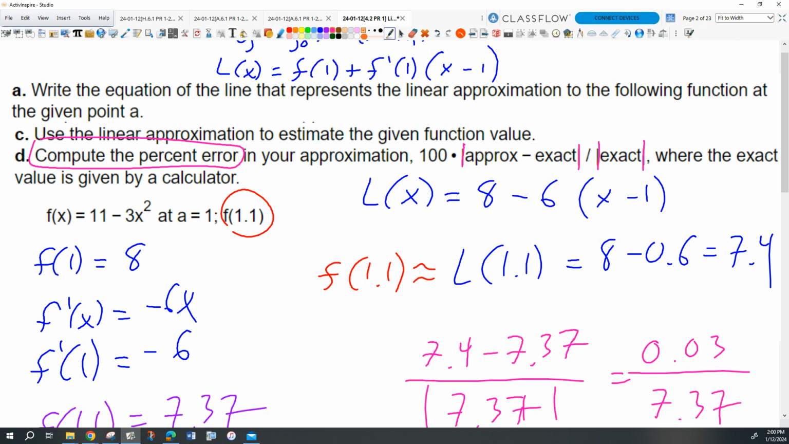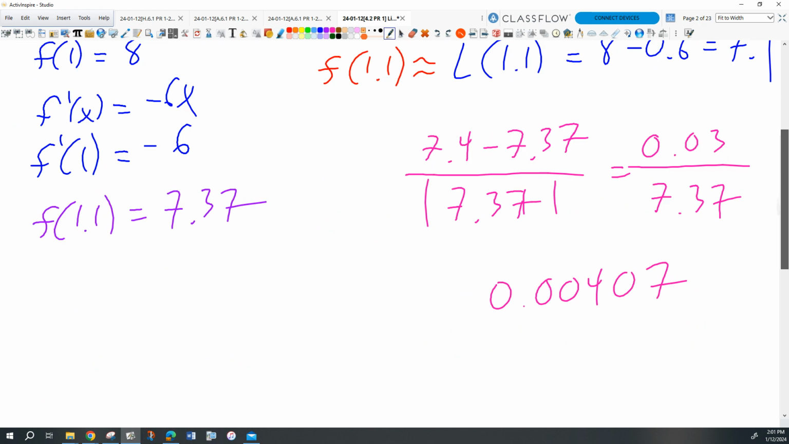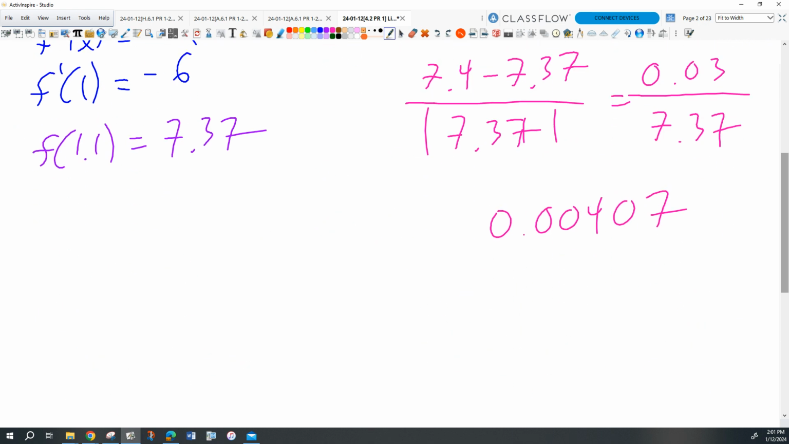So as a percent, the percent error would equal, move the decimal 2 places, and I get 0.407%. Okay, that's a good error. That's pretty good, right? I guess it depends on what our needs are for this, but that seems pretty good.